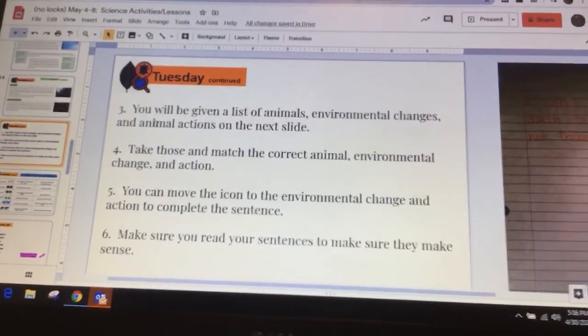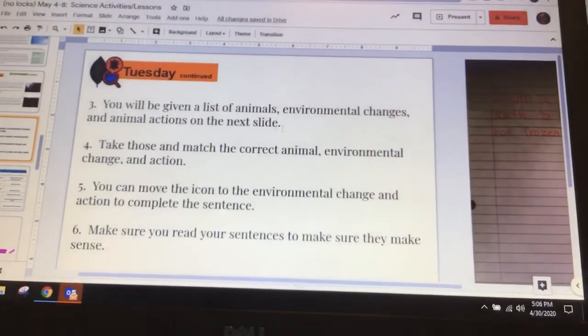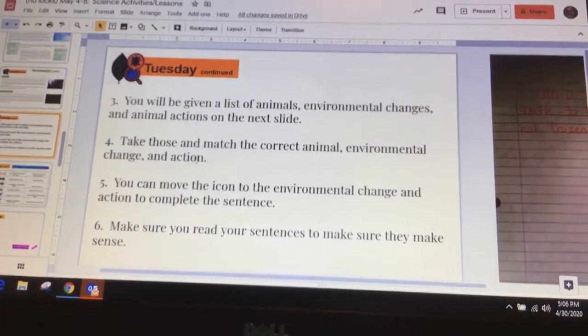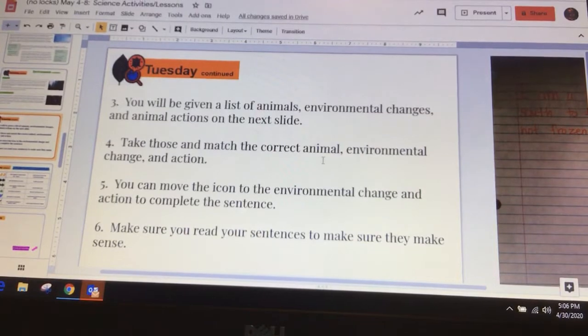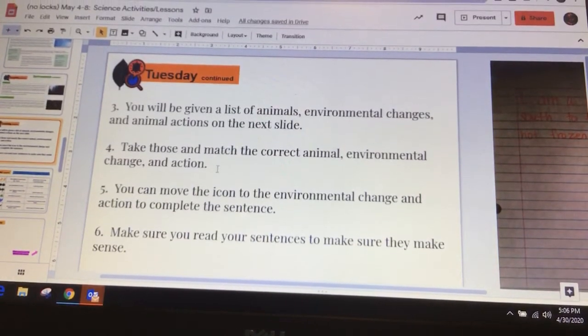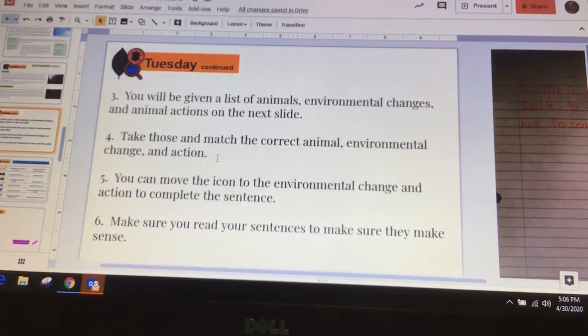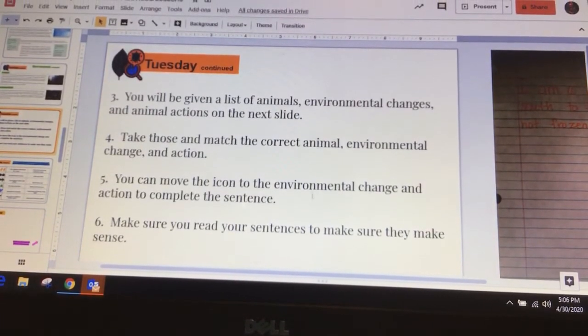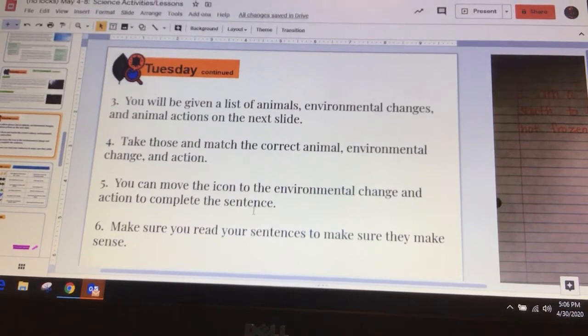All right, so it says you'll be given a list of animals, environmental changes, and animal actions on the next slide. Take those and match the correct animal, environmental change, and action. So there'll be three things that you're matching together, okay? You're going to move the icon to the environmental change and the action to complete the sentence.